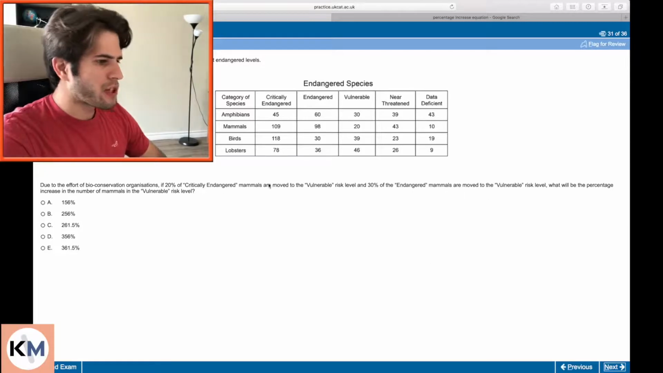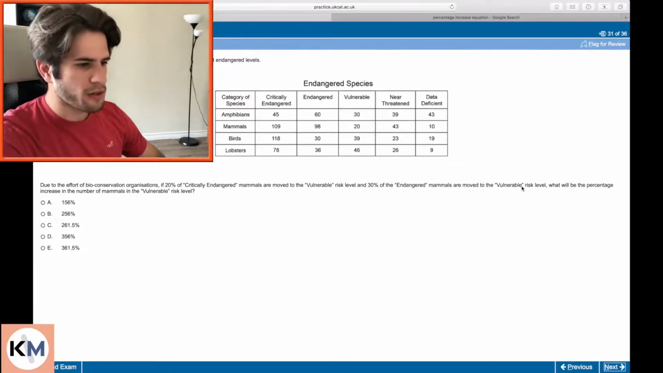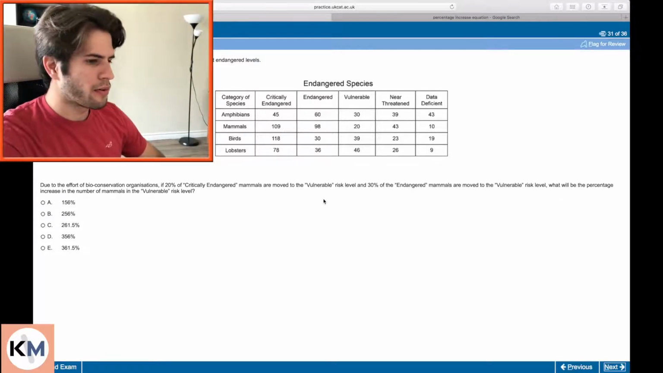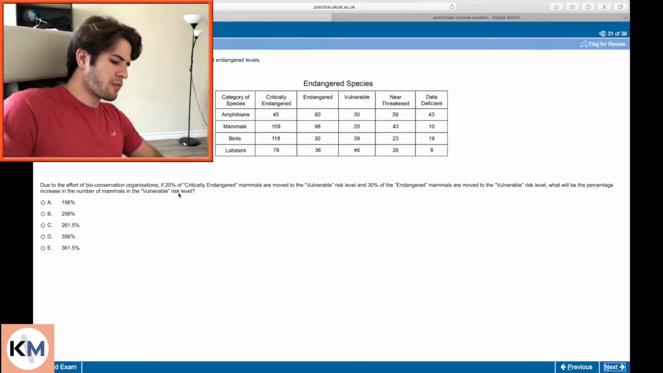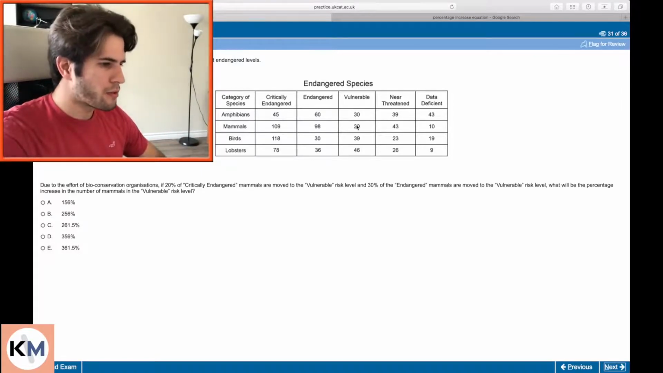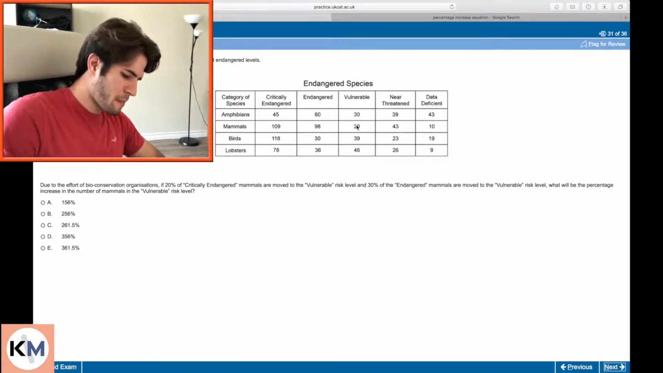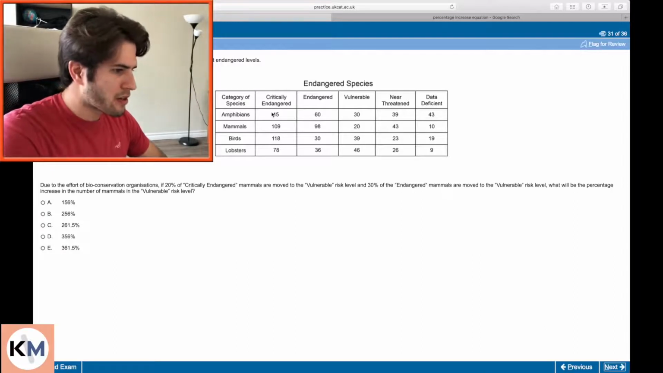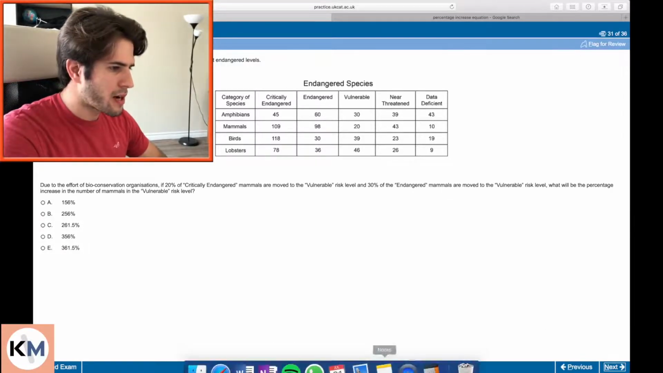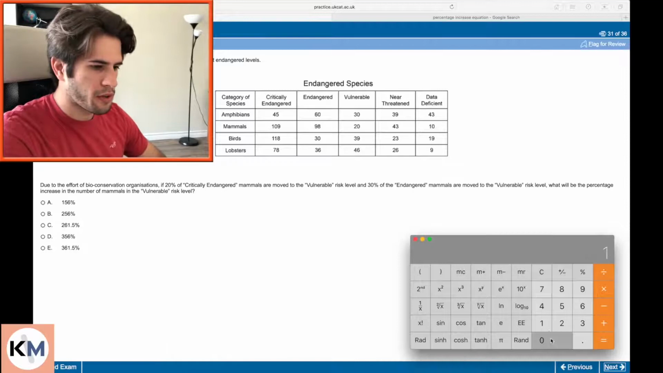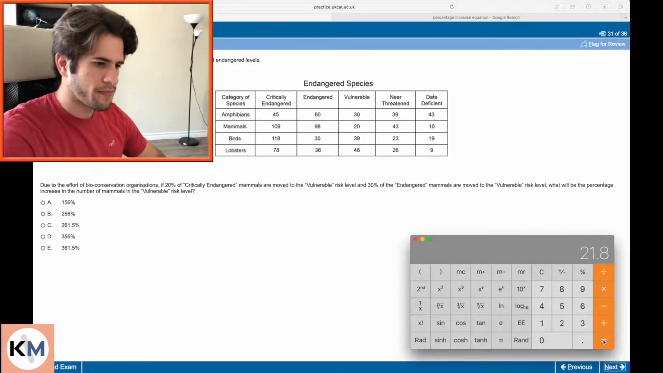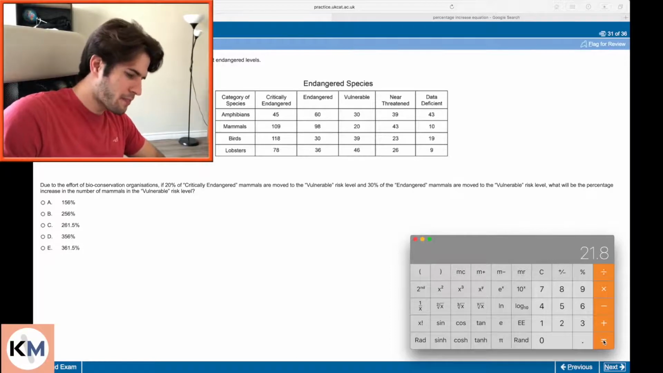Due to the effort, if 20% of critically endangered mammals are moved to vulnerable risk level and 30% of endangered mammals are moved to vulnerable risk level, what will be the percentage increase in the number of mammals in vulnerable risk level? So the original number of mammals in vulnerable is 20. And here we have 20% of the critically endangered. Critically endangered mammals is 109. 20% of that is 21.8.